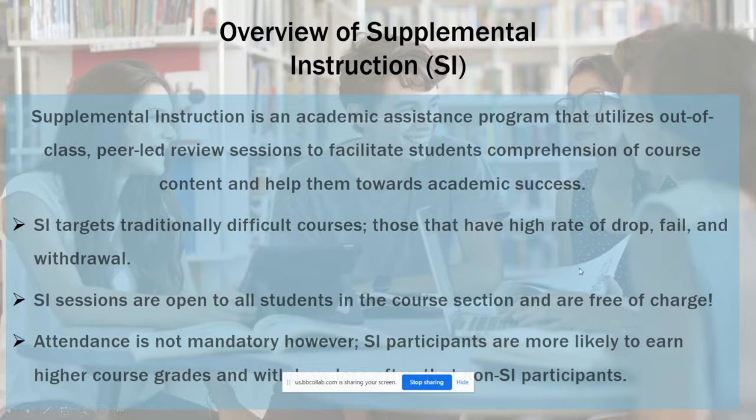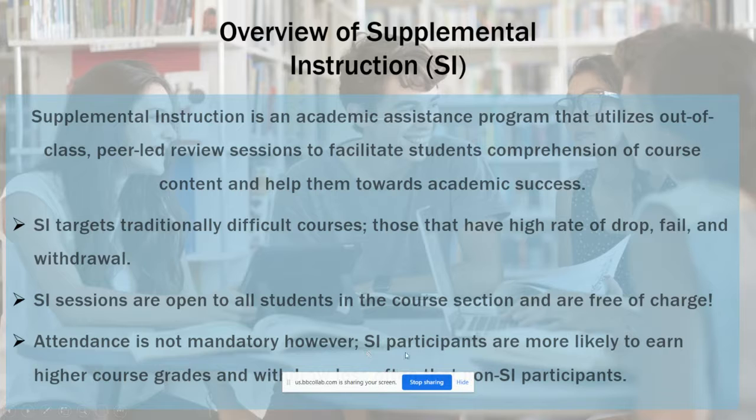So if you guys are struggling, just know that you're not alone. These are difficult courses for most people that have taken them. That's also why we target these courses specifically, because a lot of people seem to struggle with them. And we're here to help. SI sessions are open to all students in the course section and are free of charge. So this is included with your tuition. This is what the student fees are for, resources such as this program.